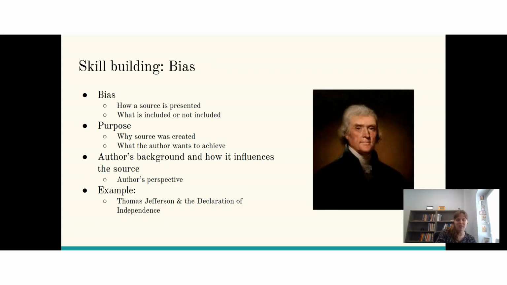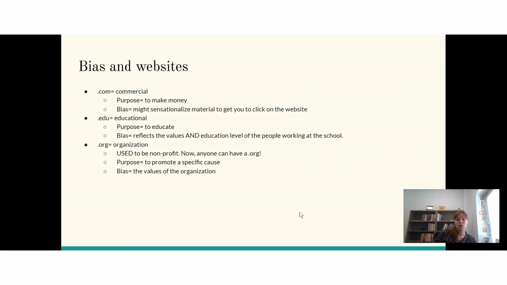But let's look at a more concrete, everyday example, specifically at websites. Every website is biased, and we can usually tell a bias pretty quickly based on the URL. So, for example, if a website ends in .com, that means it is commercial. So, the purpose is to make money. The website really wants you to click on it because when you click on it, it makes money, which means it's more likely to sensationalize material, meaning it's probably not going to portray it accurately. So it's going to skew the narrative in some way. So it might emphasize one part of the narrative versus something else, because the goal is to get you to click on the website and make money.